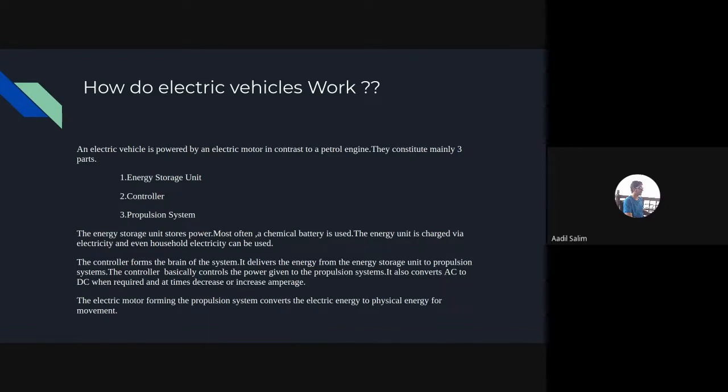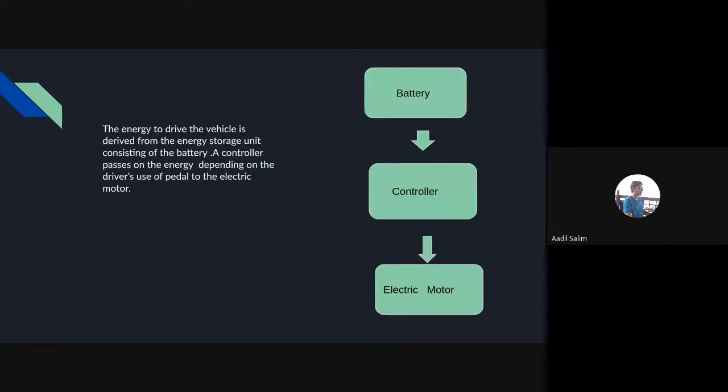The propulsion system mainly involves the electric motor that converts electrical energy to mechanical energy. This is the schematic of the electric vehicle and the various units. We'll be mainly focusing on the propulsion system, that is the electric motor.